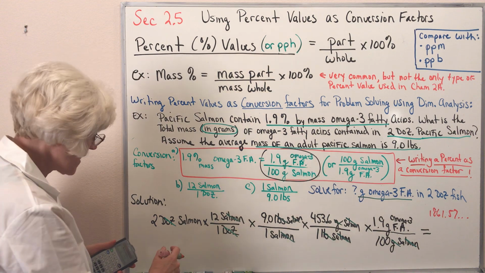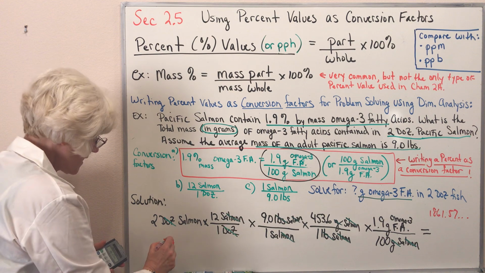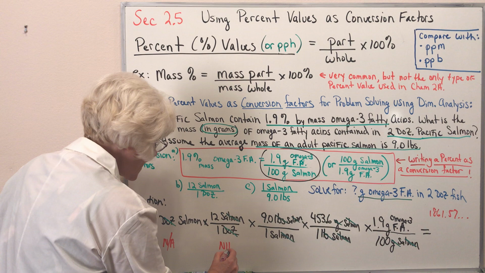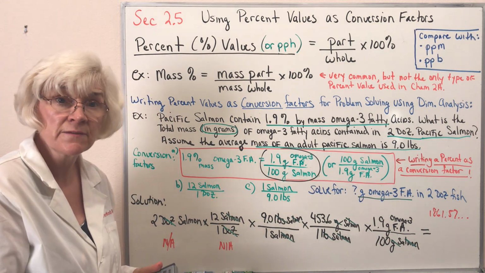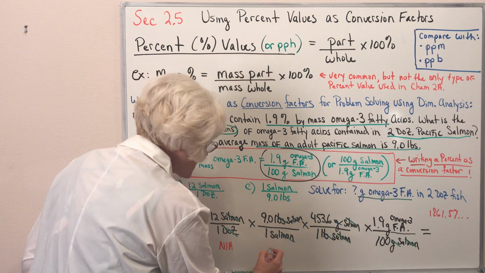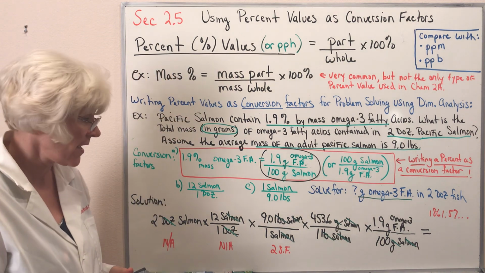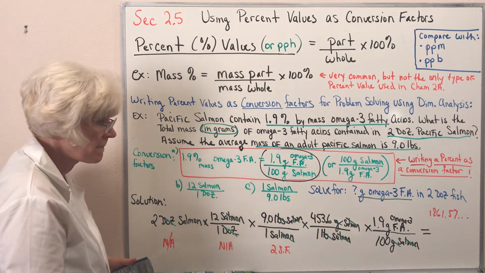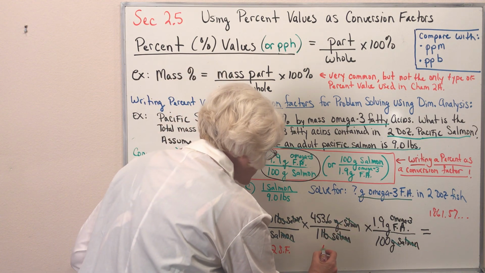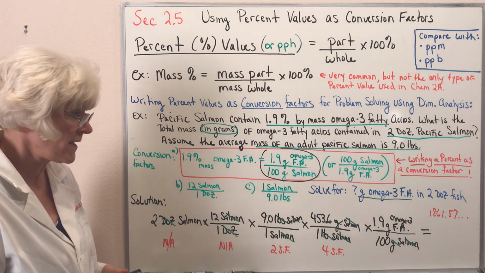So let's evaluate the sig figs. 2 dozen is an exact count. Sig figs do not apply. 12 salmon in 1 dozen, again, an exact count. Sig figs do not apply. The average mass of 1 salmon is a measured value. Sig figs apply to measured values. We have 2 sig figs. The conversion between grams and pounds, English to metric, is not exact and has 4 sig figs.